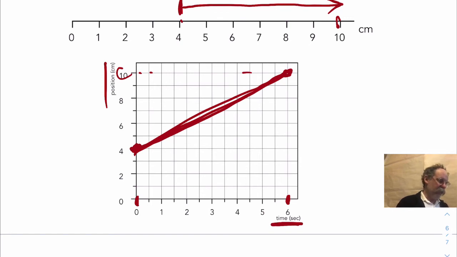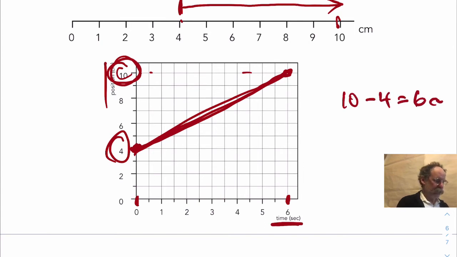Again, how do we find the displacement? We would go, okay, where does she end? 10. Where does she start? 4. This is where I find it easier to do final minus initial. I go like, oh, 10 minus 4 is equal to 6 centimeters. Awesome. Boom, done.